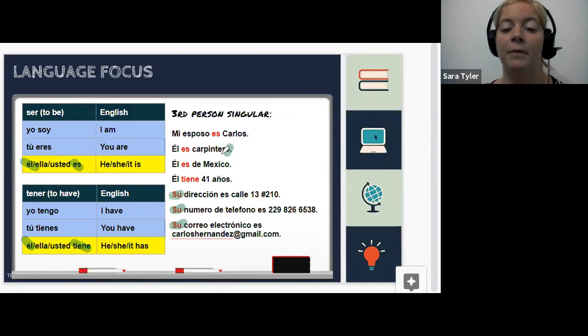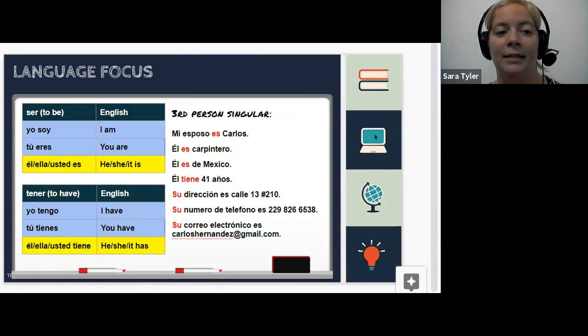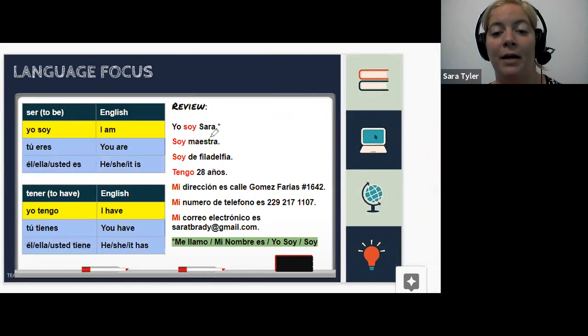A couple things that I want to point out here is that since I'm talking about a masculine person and his job is carpintero, I've used an O at the end of that. Whereas if you go back to mine, I'm a female, I had to say that I'm a maestra. So we're going to see more of that later on when we get into the family vocabulary in a couple more videos, that we're going to start really having to change the words to fit feminine or masculine ideas.